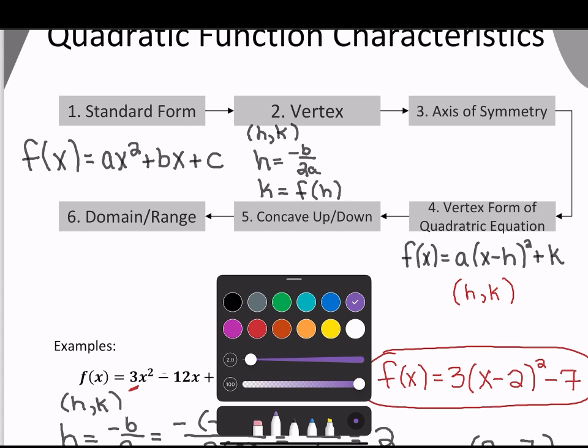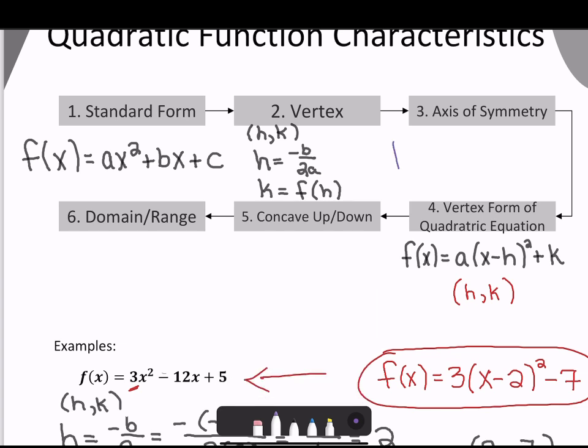Trust me. So axis of symmetry is when you have a parabola. Boom. You have a parabola. Axis of symmetry is just this line that goes right through the middle of your parabola, no matter where it is. They call it the axis of symmetry because if you go right down the middle of the parabola, it's the same on the left and right, right? So that's why they call it the axis of symmetry.